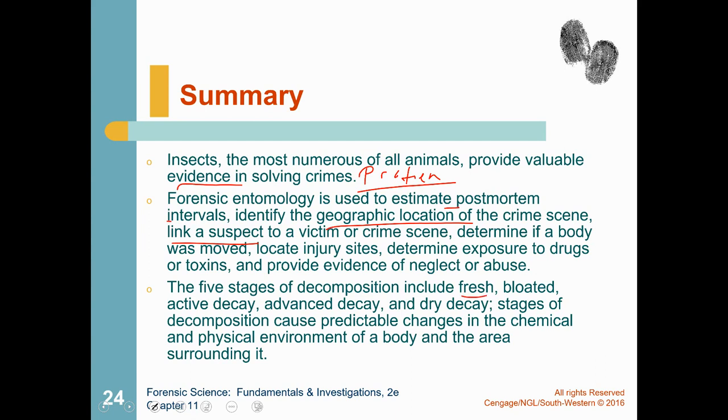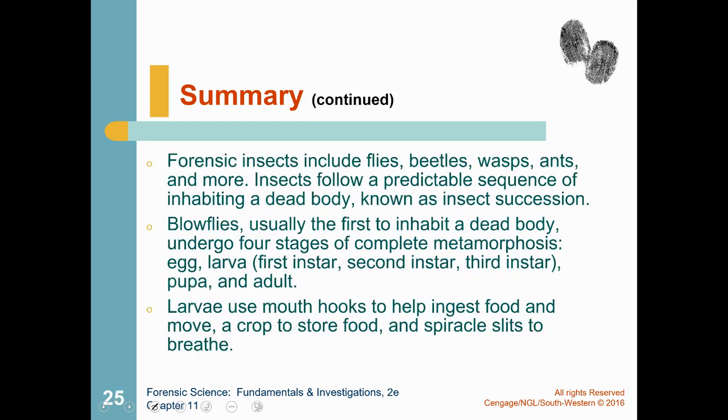And then we have our 5 stages of decomposition, right? The fresh stage, really nothing, no real noticeable changes when you first appear upon the corpse. Then we have our bloated stage, where the decomposition process has started internally, and the bacteria start digesting some soft tissue and some organs, and then they're going to release some gases. Then we have our active decay stage. This is where we definitely have a lot of big maggot activity, in the active decay and the advanced decay. And then we have that dry decay stage where you're basically just going to have some of those beetles. And we have predictable changes in the chemical and physical environment of a body and the area surrounding it.